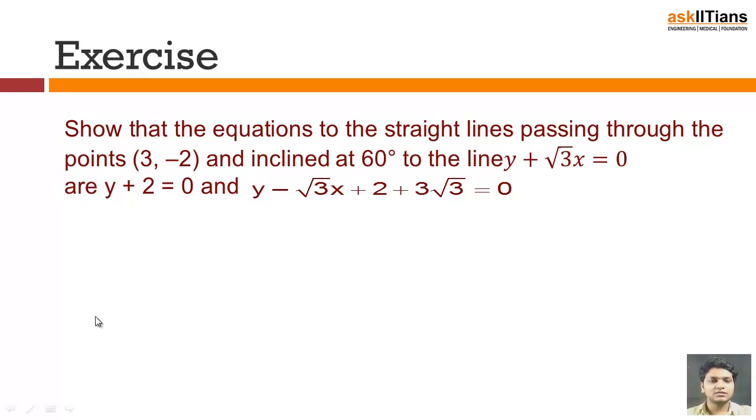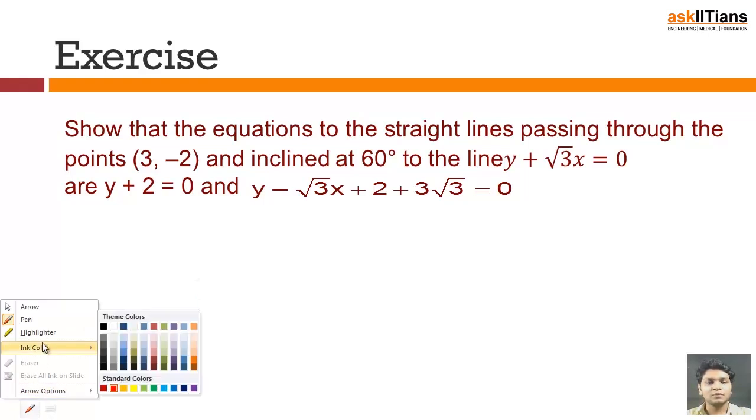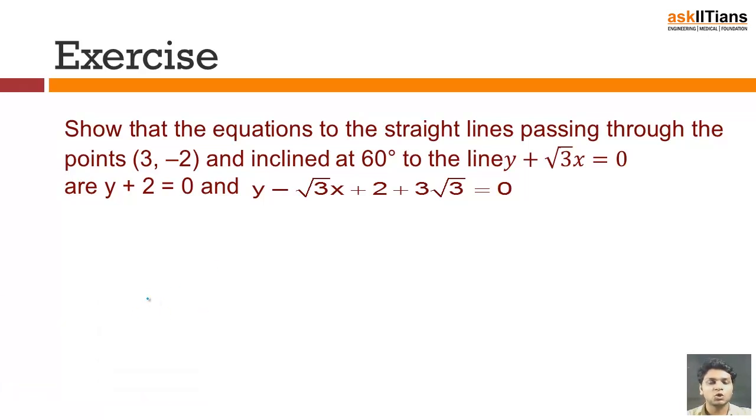The first in that series will be: show that the equations to the straight lines passing through the point (3, -2) and inclined at an angle of 60 degrees to the line y plus root 3 x equal to 0 will be y plus 2 equal to 0 and y minus root 3 x plus 2 plus 3 root 3 equal to 0.